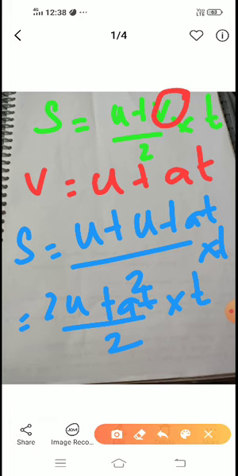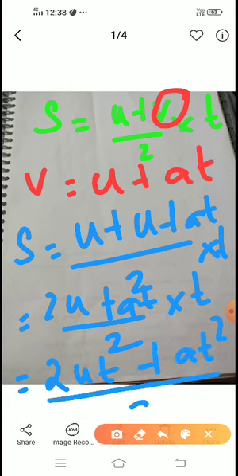Once you multiply them, what will you get? 2ut plus at square divided by 2. Yes or no? 2ut plus at square divided by 2. This will be our last step: s is equal to 2ut plus at square divided by 2.